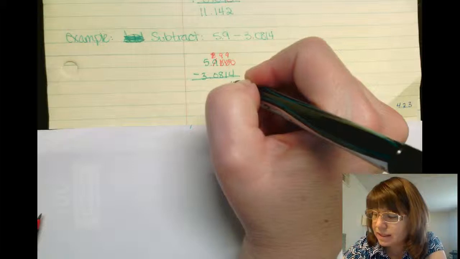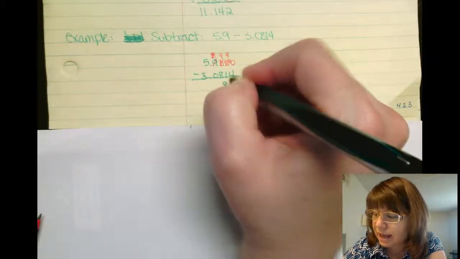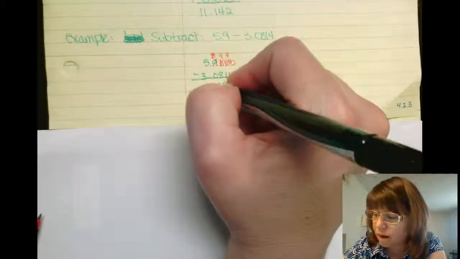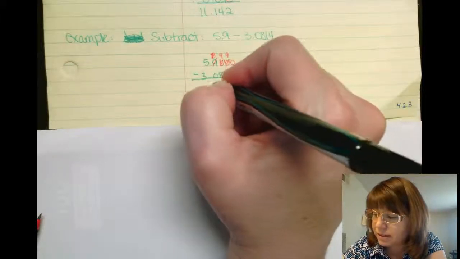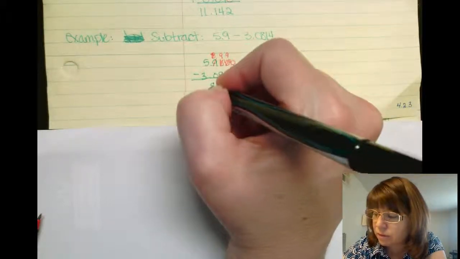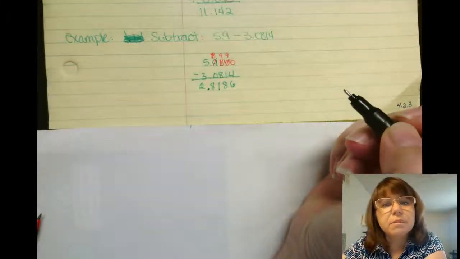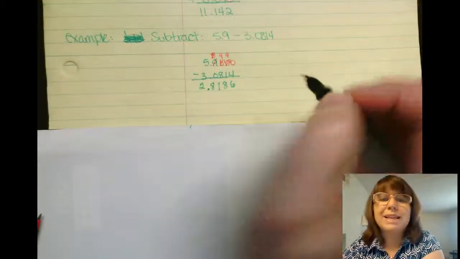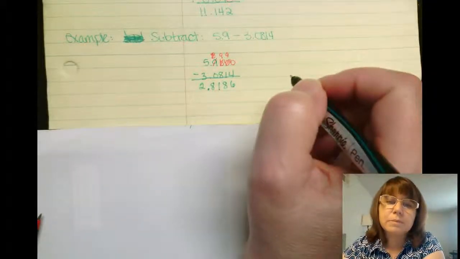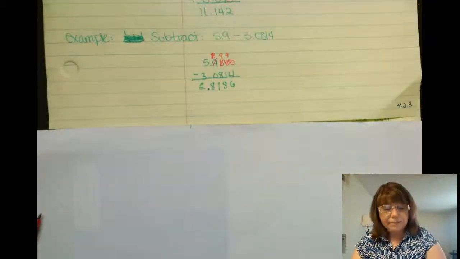10 minus 4 is 6, 9 minus 1 is 8, 9 minus 8 is 1, 8 minus 0 is 8, bring down the decimal, and 5 minus 3 is 2. So same methods that we use for whole numbers, except line up the decimal. It will make life a lot easier.